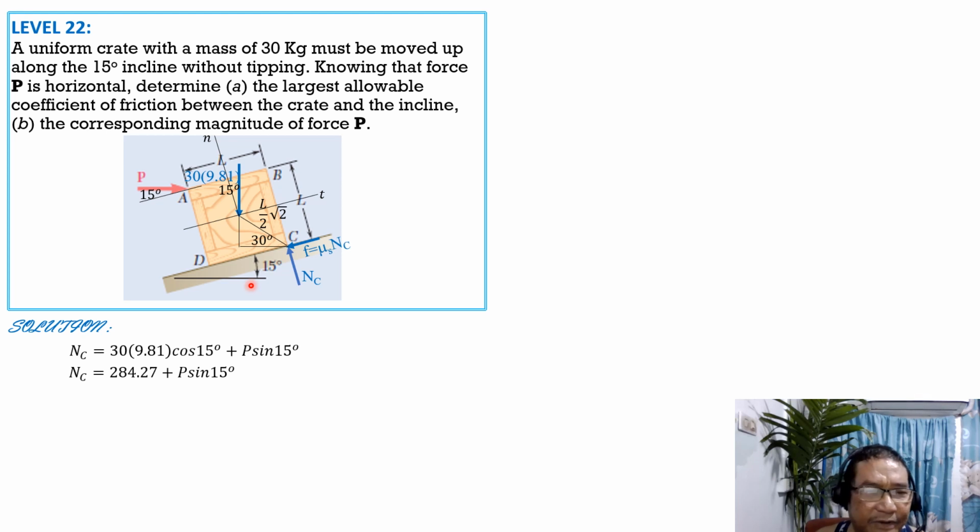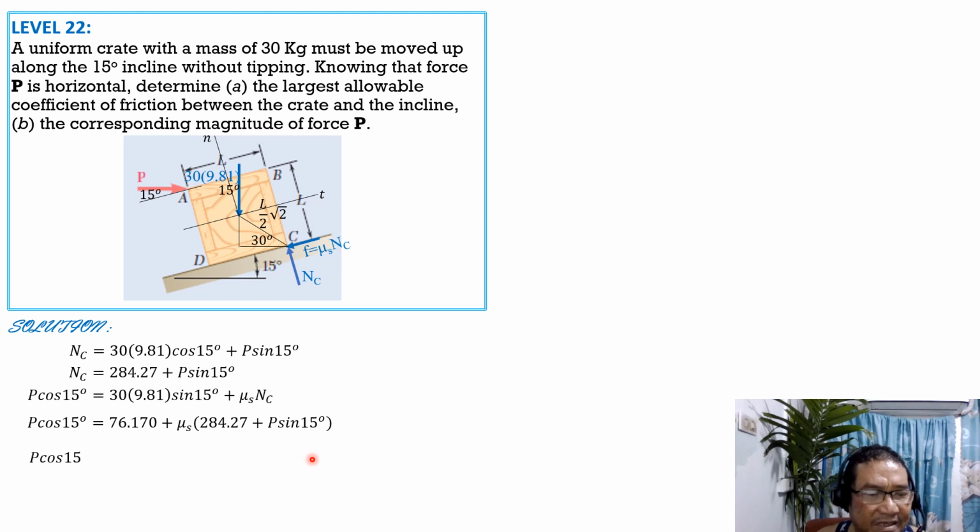Then summation forces horizontal, or summation forces tangential equals 0. So we have P cosine 15 degrees equals 30 times 9.81 sine of 15 degrees plus mu sub S N sub C. So substituting N sub C from this equation here, P cosine of 15 degrees equals 76.170 plus mu sub S times quantity 284.27 plus P sine of 15 degrees.